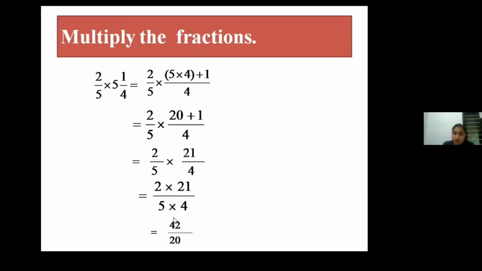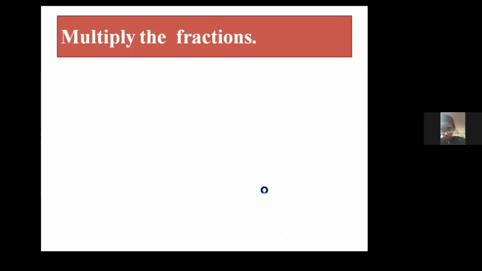Here both numbers 42 and 20 have a common factor. The common factor is 2. So we can divide these numbers by 2. That is 42 by 2 by 20 by 2. If 42 is divided by 2, the answer is 21. 20 divided by 2, the answer is 10. So the answer is 21 by 10. Is it clear? Okay.